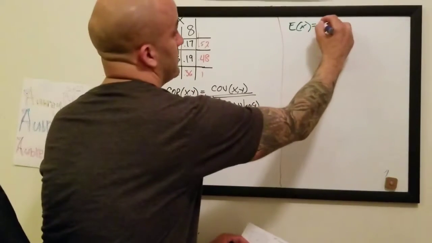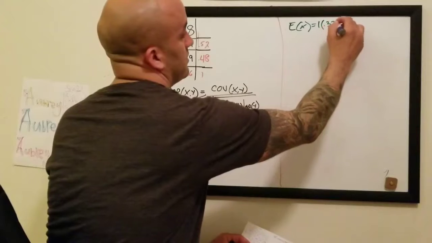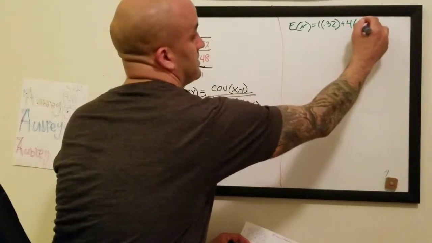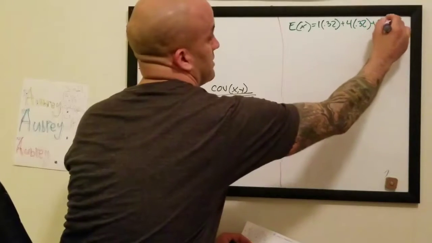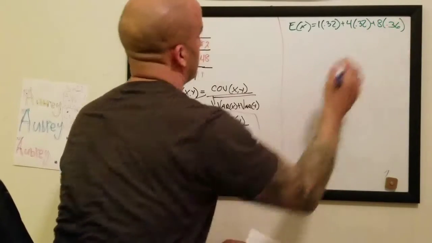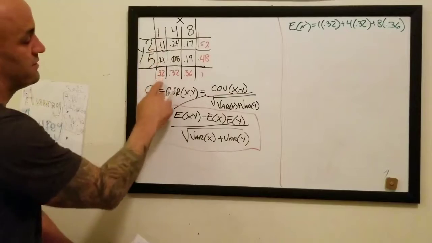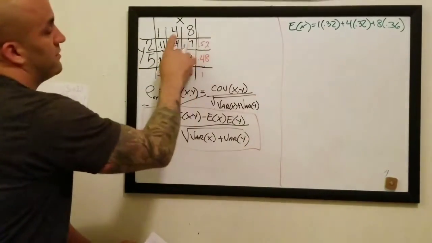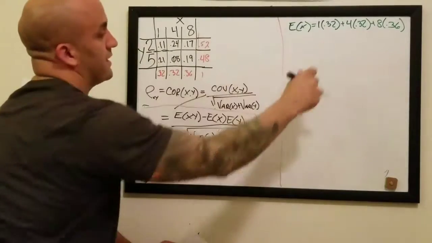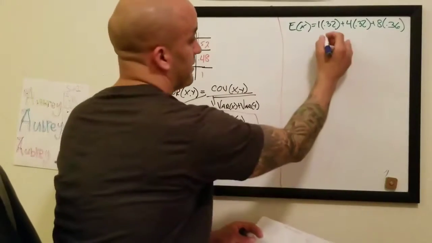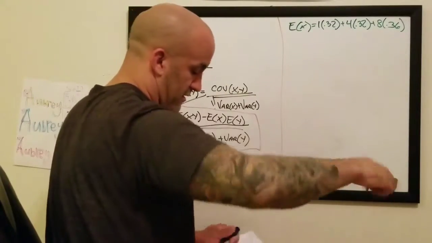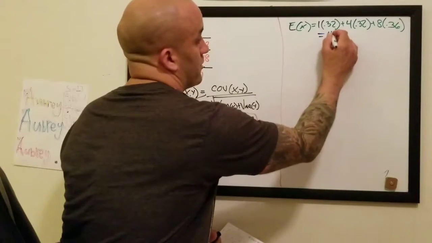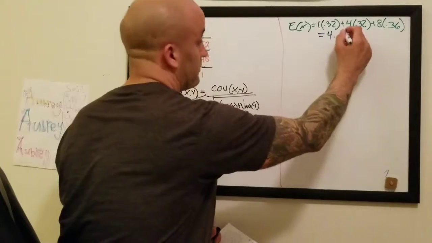So we're going to have 1 times 0.32 plus 4 times 0.32 plus 8 times 0.36, right? So we just have our x value times it by the marginal. So 1 times 0.32, 4 times 0.32, and then the 8. When you compute that out, you should have E[x] equals 4.48.